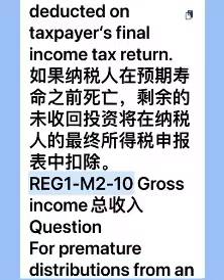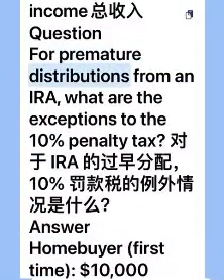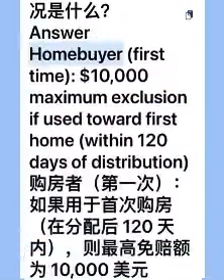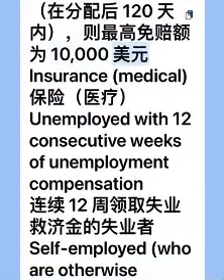Reg 1 M2-10 Gross Income. Question. For premature distributions from an IRA, what are the exceptions to the 10% penalty tax? Answer. Homebuyer, first time, $10,000 maximum exclusion if used toward first home within 120 days of distribution. Insurance, medical. Unemployed with 12 consecutive weeks of unemployment compensation.